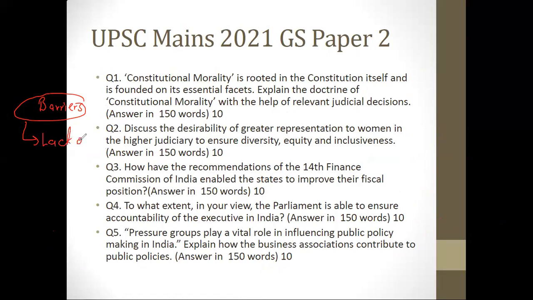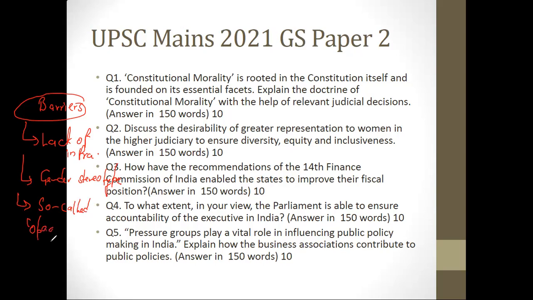There is a lack of infrastructure. What is lack of infrastructure? Some trial courts don't have women's toilets. There is gender stereotyping also. Gender stereotyping is everywhere. You can use this anywhere in women-related issues. Then opaqueness. There is so-called opaqueness in the collegium system, and you will write 'so-called' because you cannot say that this is opaque. You can even say, according to some scholars, there is so-called opaqueness in the collegium system, and judges are appointing judges.